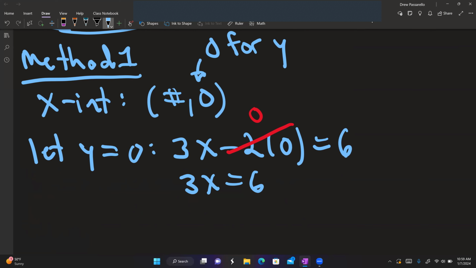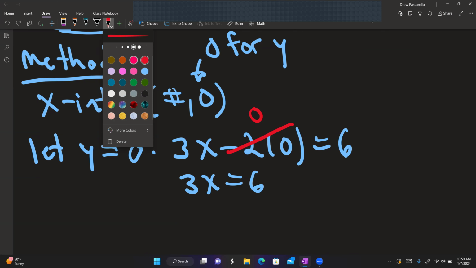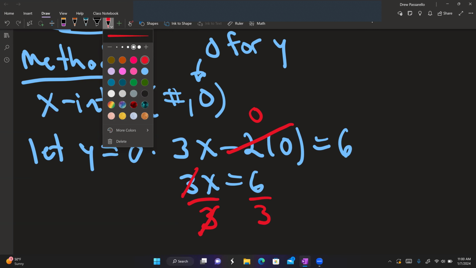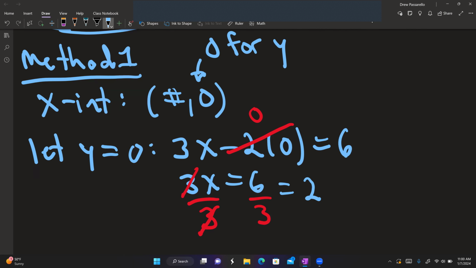So the idea is to get x by itself. So what I need to do is get rid of the 3 in front of the x. You could divide by 3 because division is the opposite of multiplication. Whenever you have 3x, that's the same thing as 3 times x. So to undo the 3 times x, you divide by 3. And then these 3's divide out, and 6 divided by 3 is 2. All right, so I got x equal to 2.